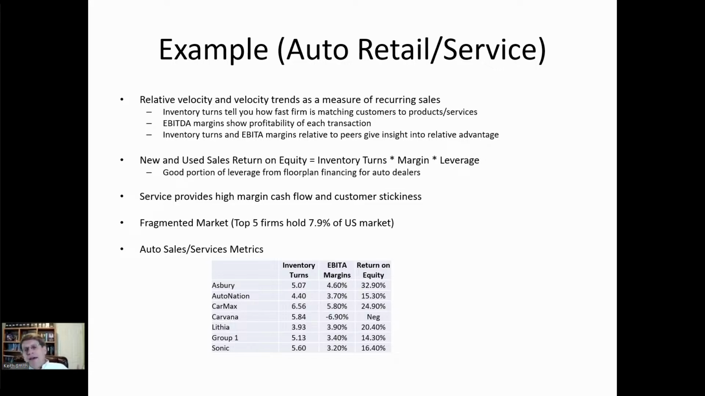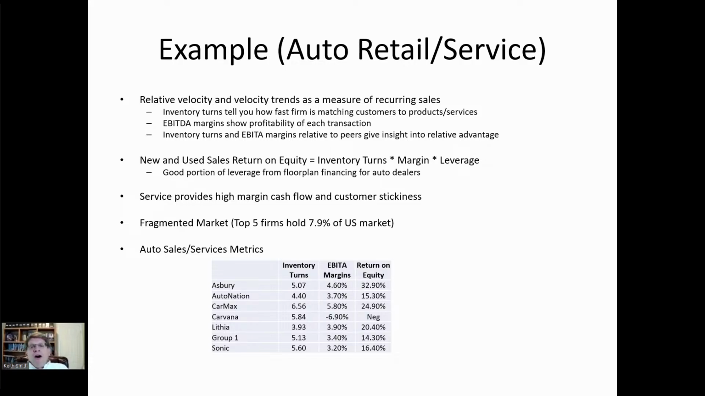And so from a car dealer perspective, the new and used sales return on equity is going to be turns times margin times leverage. The leverage aspect we talked about before can be provided by the OEMs as low cost leverage. So that creates it. But the key piece is the inventory and margin. Those things go together to create the return on equity associated with the auto dealership. And for auto dealers, service provides high margin and the customer stickiness part of it. So from an auto dealer's perspective, that's how that aspect falls into it.